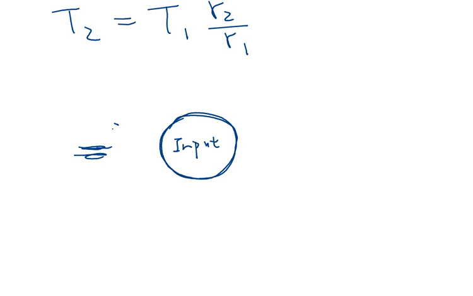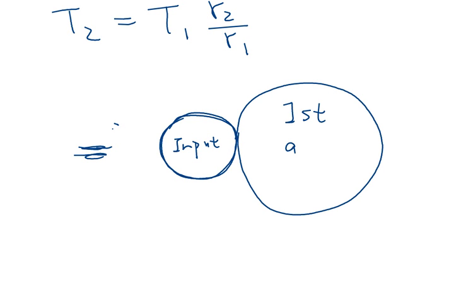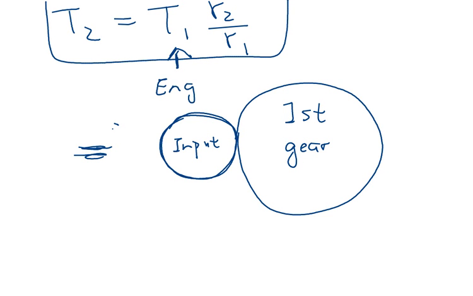First gear in most cars is a large gear. This is first gear. So why is that? Based on this equation that we have up on top, your engine is putting out a certain amount of torque. That's T1, so that's from your engine. If your first gear is R2, your input gear is R1.